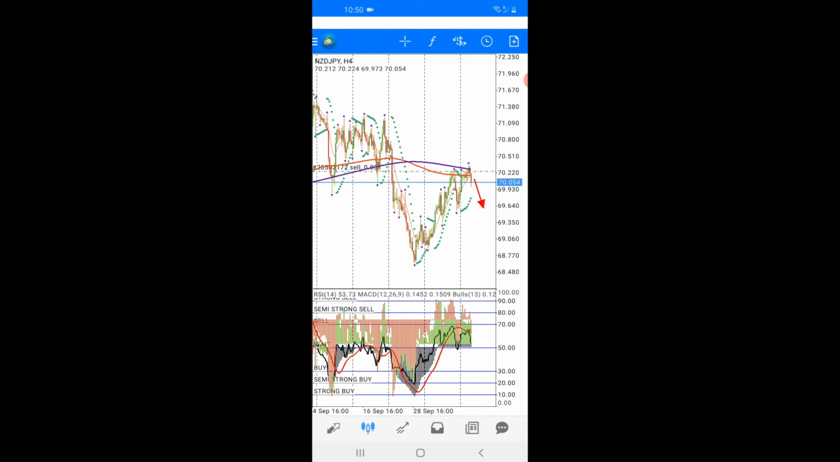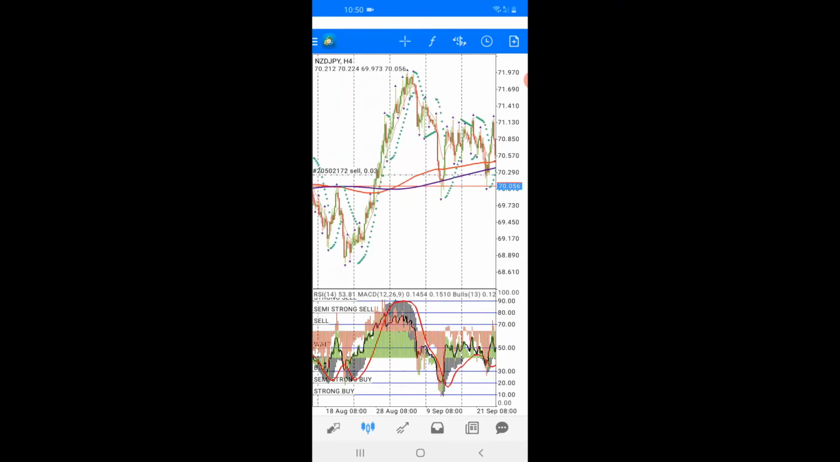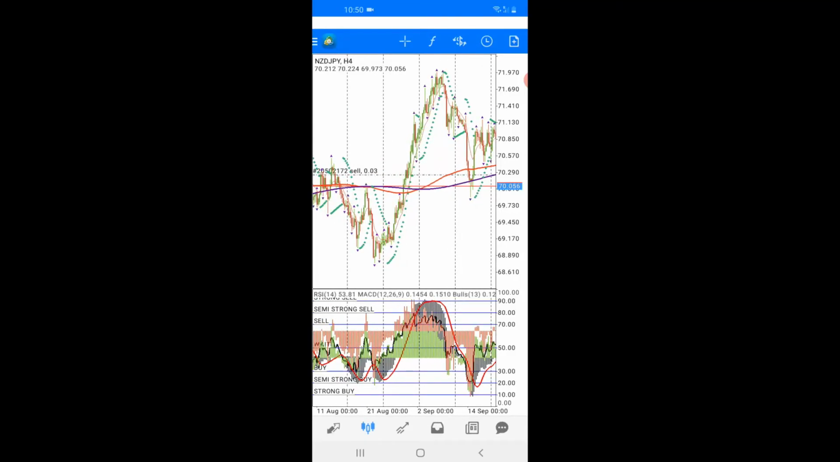Now, how to use this setup is, when you look at this place, for instance, the market crossed on the 26th of August.